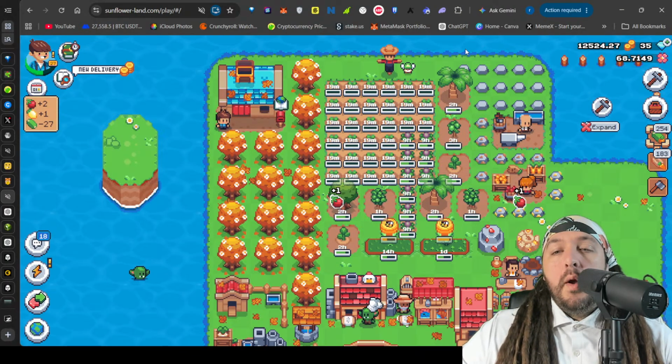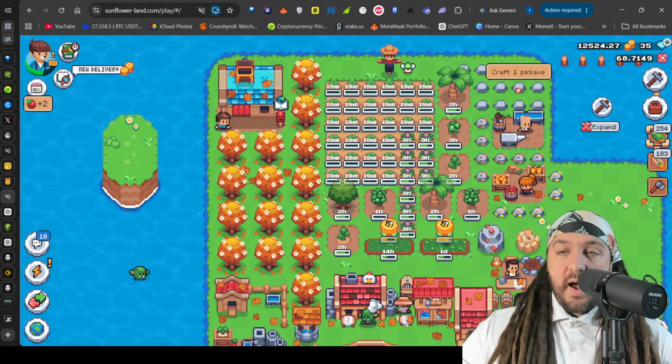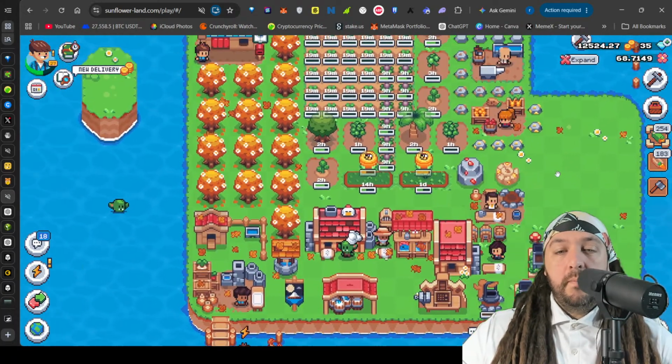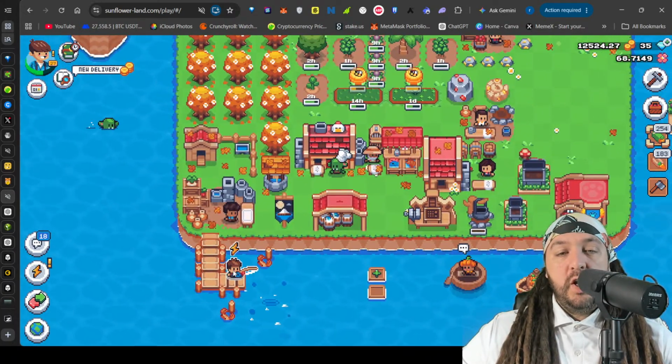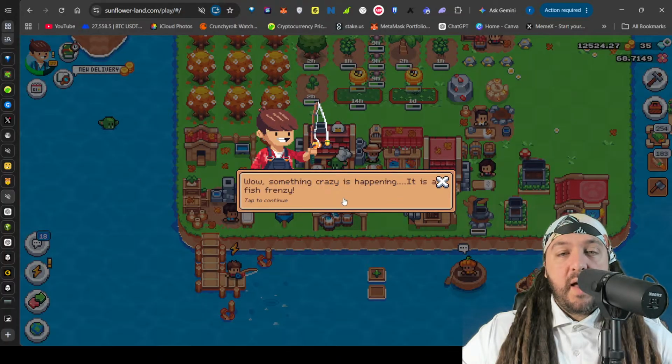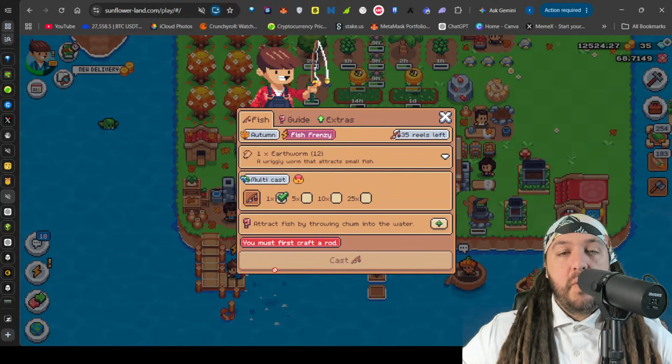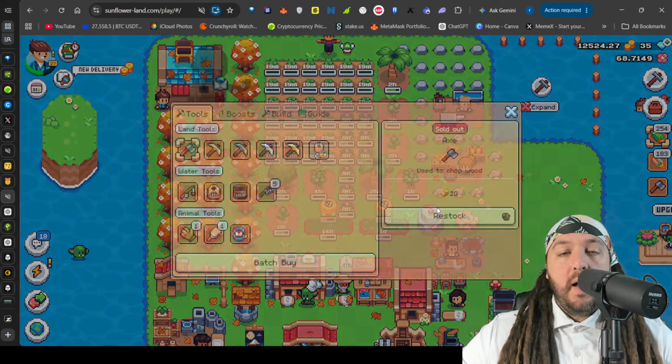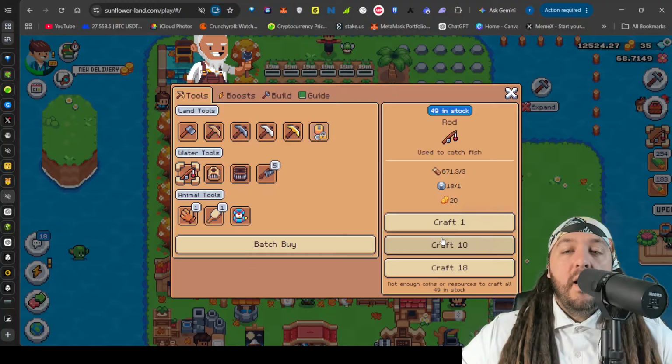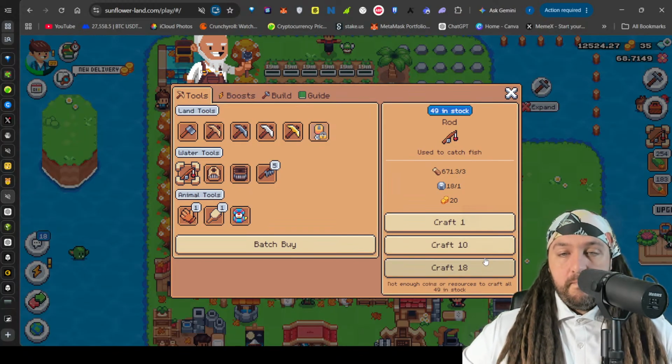And what is even going on with Sunflower Land nowadays? There's so many things going on. Legit, what do they got going on? Wow, some crazy stuff has happened. It's a fishing frenzy. You get a bonus for each fish. Well, sounds like we need to buy some fishing poles. You gotta have a fishing pole for every single time.